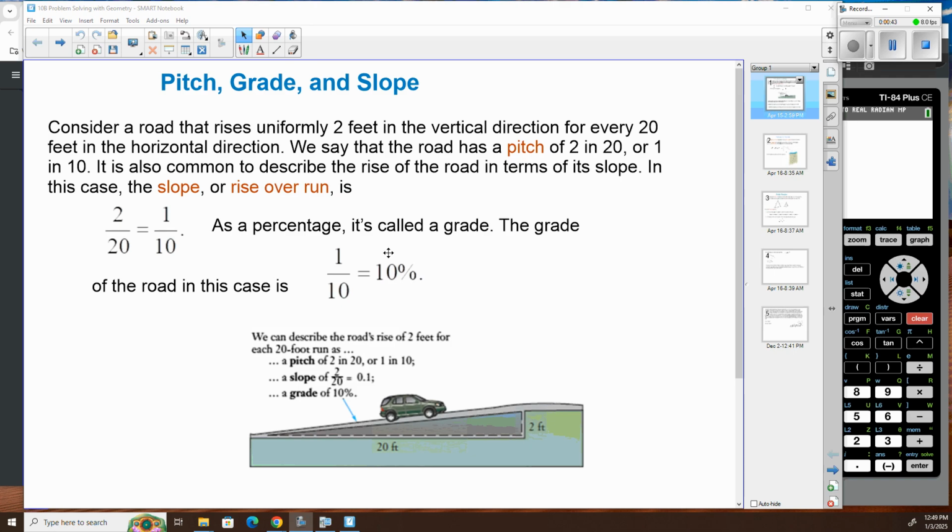As a percent, we call it a grade. All they took was the 1/10 or 2/20, whichever way you want to look at it, and they times that by 100, and then they get 10%. So pitch, grade, slope, they're pretty much talking about the same stuff, just representing it in a different format.